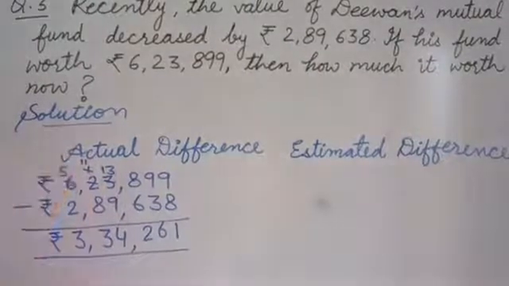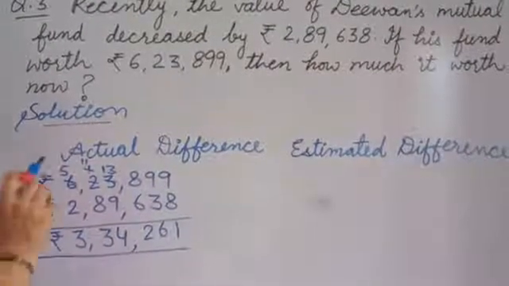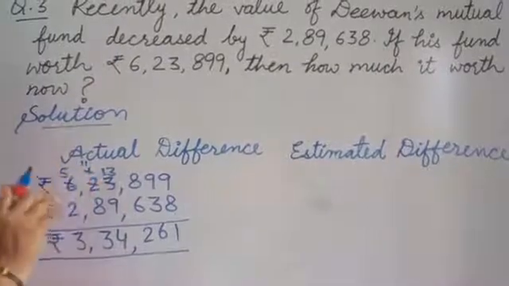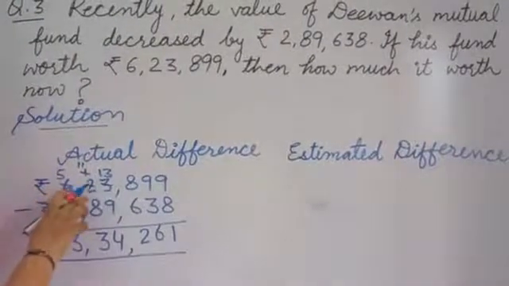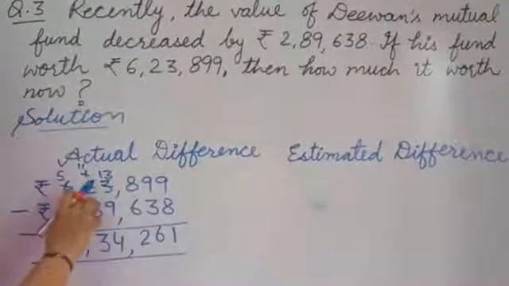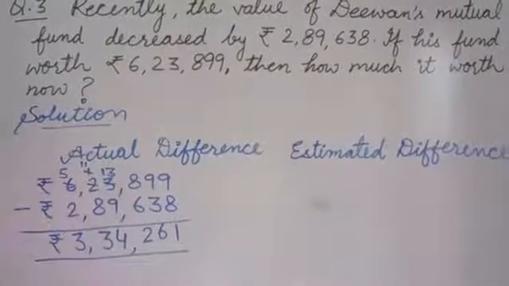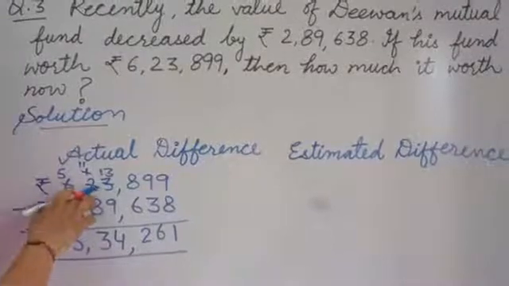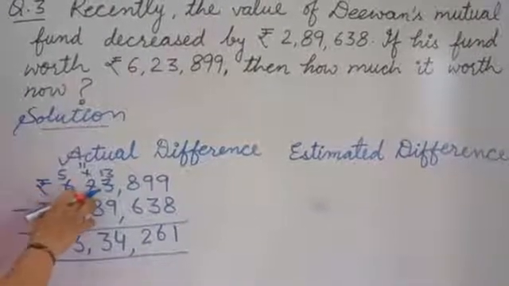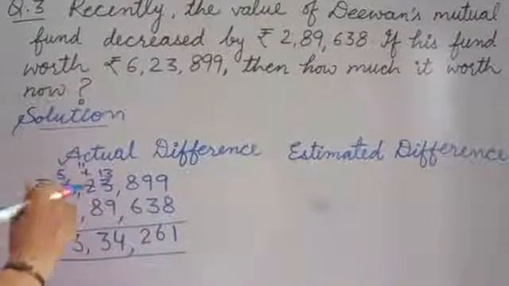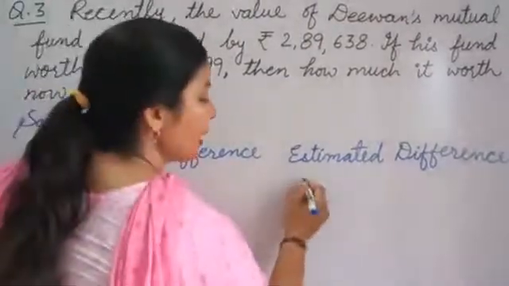23,000 is less than 50,000. So we have to check less than 5 or more than 5. We will see that 2 is less than 5. That means 6 will remain 6. It will not be 7. If there is 5 or more than 5, it will be 7. But now there is 2, so it will be 6. So rupees 6 lakh.